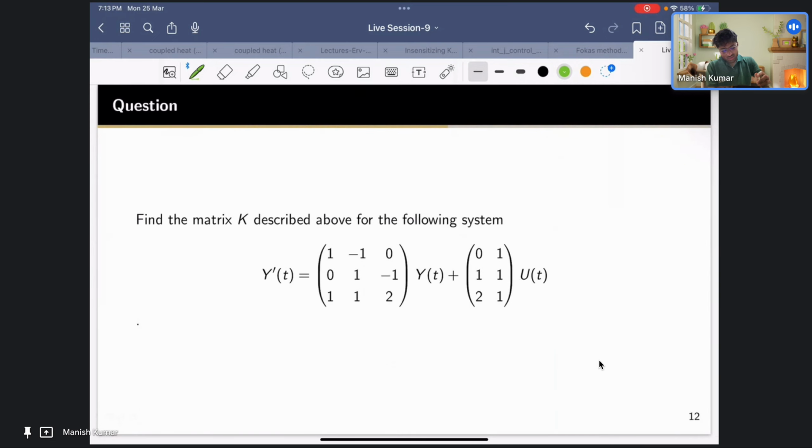So let us look at this example. Over here, n is equal to 3 and m is equal to 2. Now the question is to find the matrix K, so here it should be K1. Find K1 for this matrix so that, whatever I just mentioned, you get that kind of form.